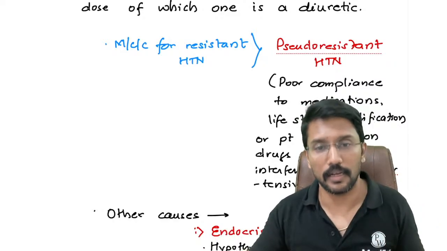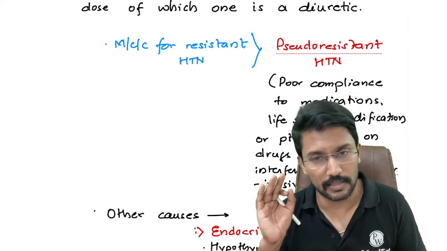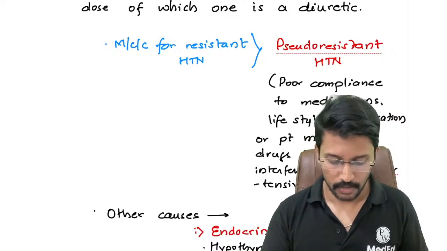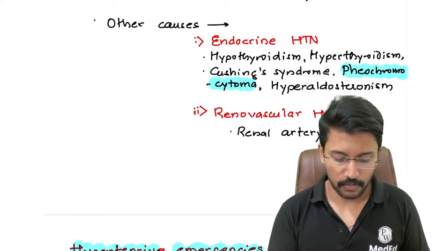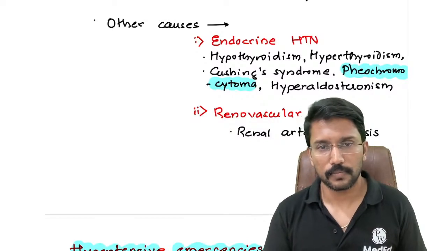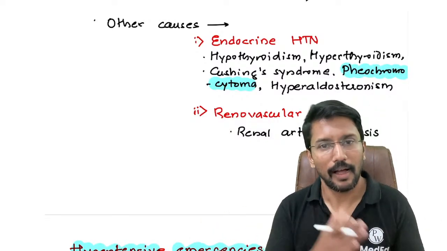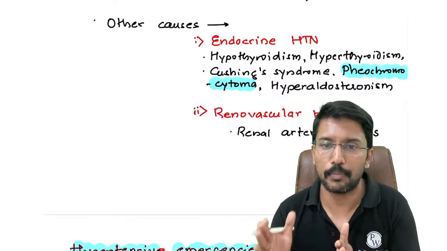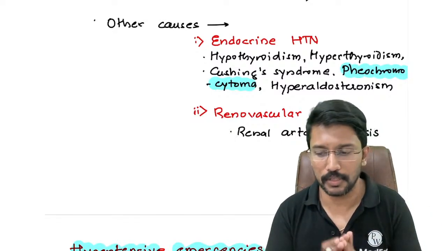Once that is clear, that the patient is following the dietary restrictions as well as taking the medications properly, then we have to look at the other causes, right? What other things can cause it? One of them is endocrine causes, the other one is renovascular. What are the endocrine causes which can cause resistant hypertension? Plenty of them. Hypo as well as hyperthyroidism, Cushing syndrome, pheochromocytoma and hyperaldosteronism. All of them can cause resistant hypertension.